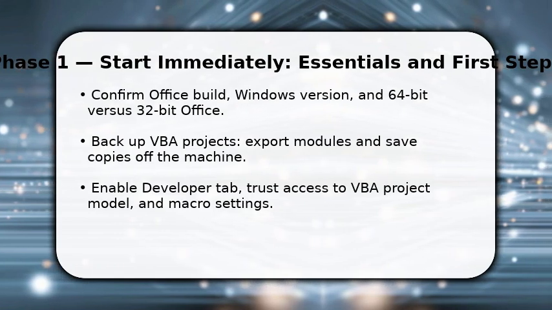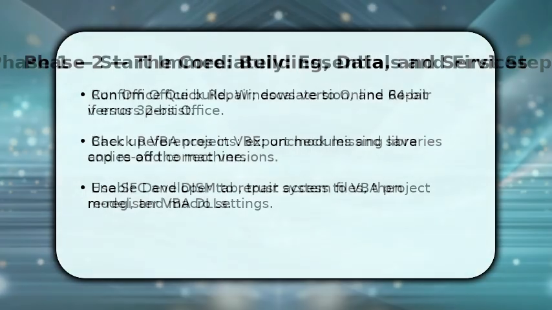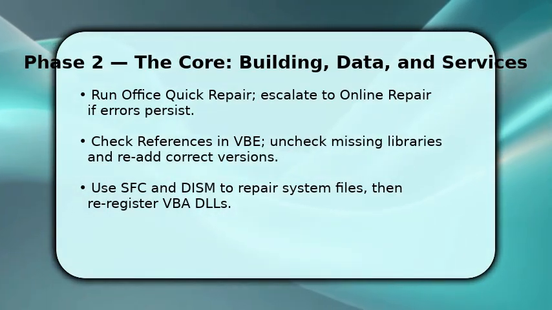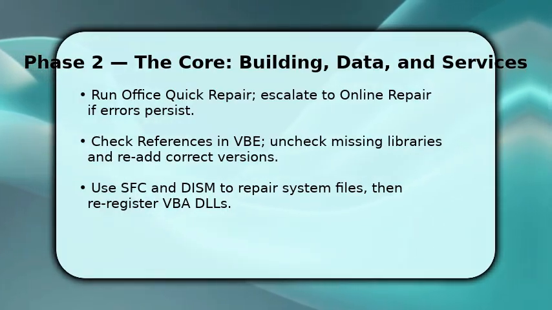Make sure to note exact error text. That guides the next targeted repair steps. You run Office Quick Repair first. It fixes many broken components quickly, but if errors continue, perform an online repair because it reinstalls core files.